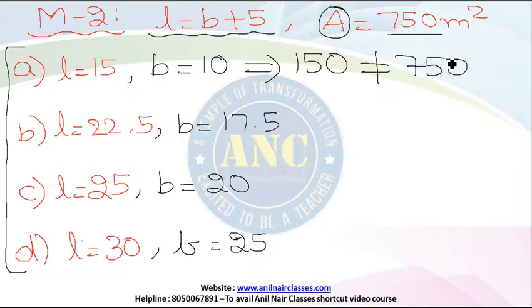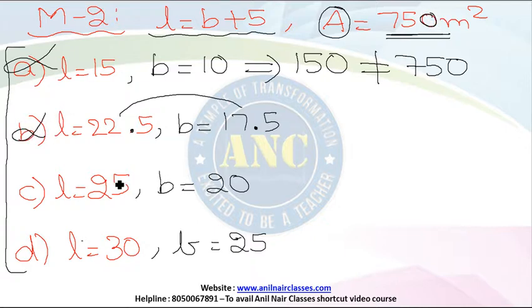Do you really need a pen for it? No, you don't need a pen. First option is ruled out. Second option definitely is ruled out because decimal into decimal will not give you a whole number, or in other language, a number ending with 5 into a number ending with 5 cannot end with 0. Second option is ruled out.